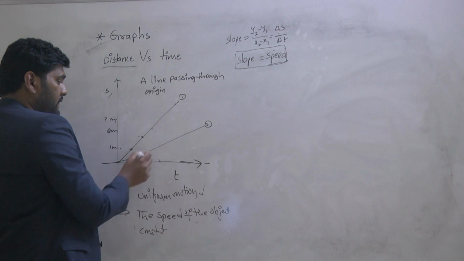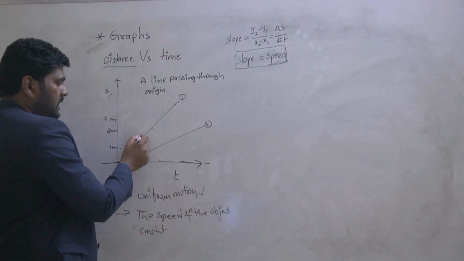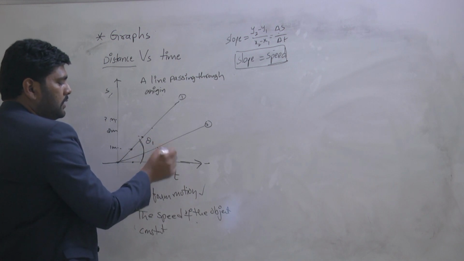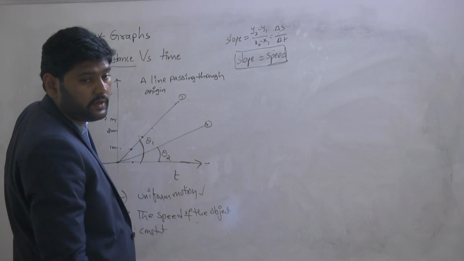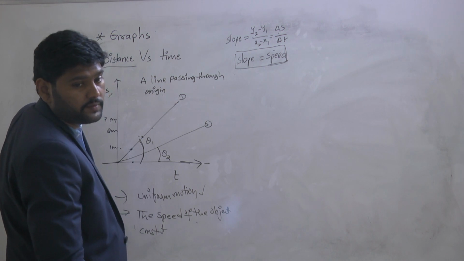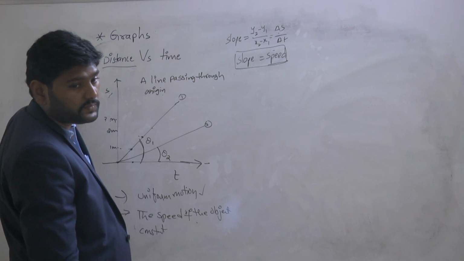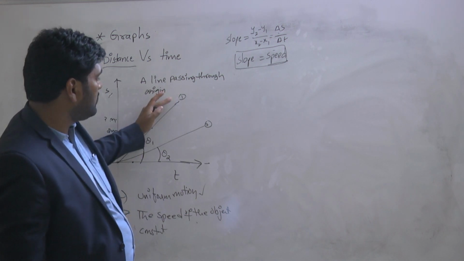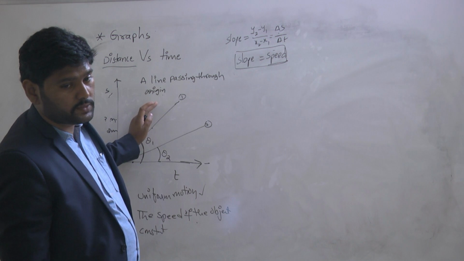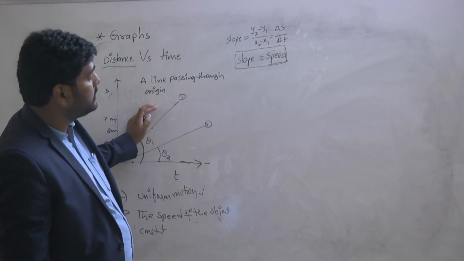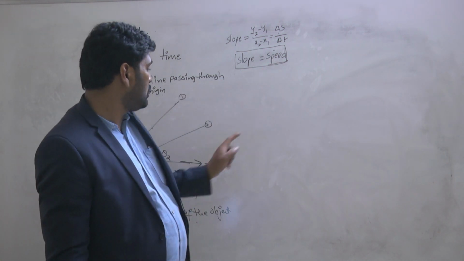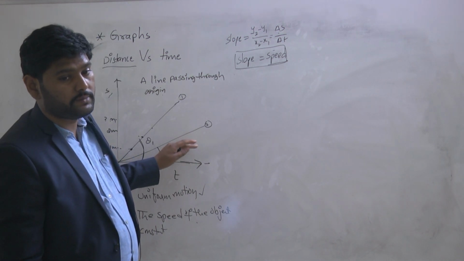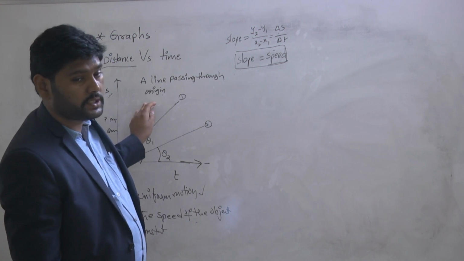In the first graph, generally slope represents the angles. This is theta 1, this is theta 2. Which one is greater, theta 1 or theta 2? Theta 1. Meaning the slope of the first object is more. So slope indicates what? Speed. The slope of the second object is less, and the slope of the first object is more.